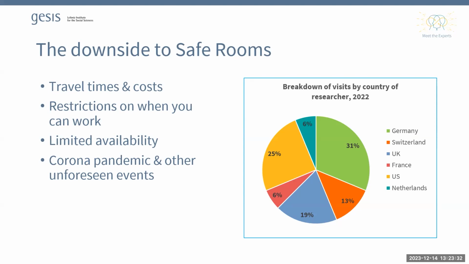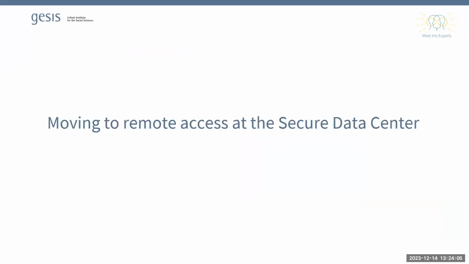And there might be other unforeseen events short of a pandemic. So what the pandemic really did for us was to make us realize that now is the time we have to think about alternative access routes. Not that we wish to go through another pandemic anytime soon, but it has made us very aware that the access route that we have is very vulnerable to unforeseen events. And this is really what has pushed forward the bid to move towards remote access.